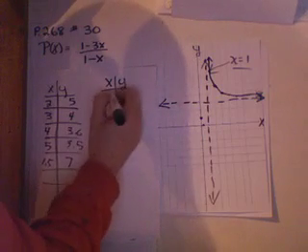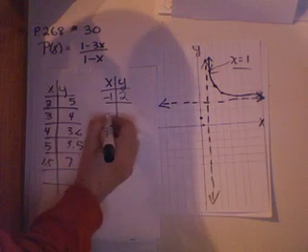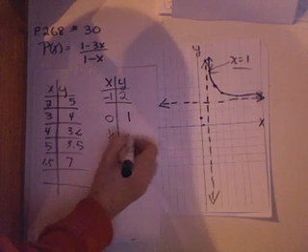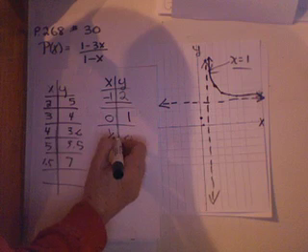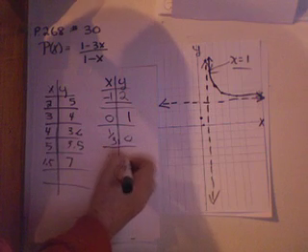So how about at -1? At -1 I get 2. At 0 I get 1. At 1/3 I get 0. That's an intercept. That's an interesting point. And at 0.5 I get -1.